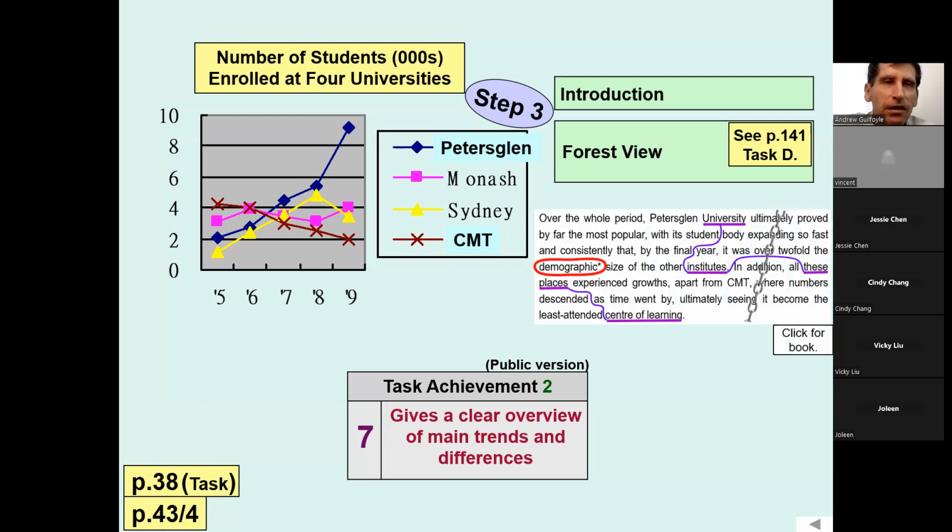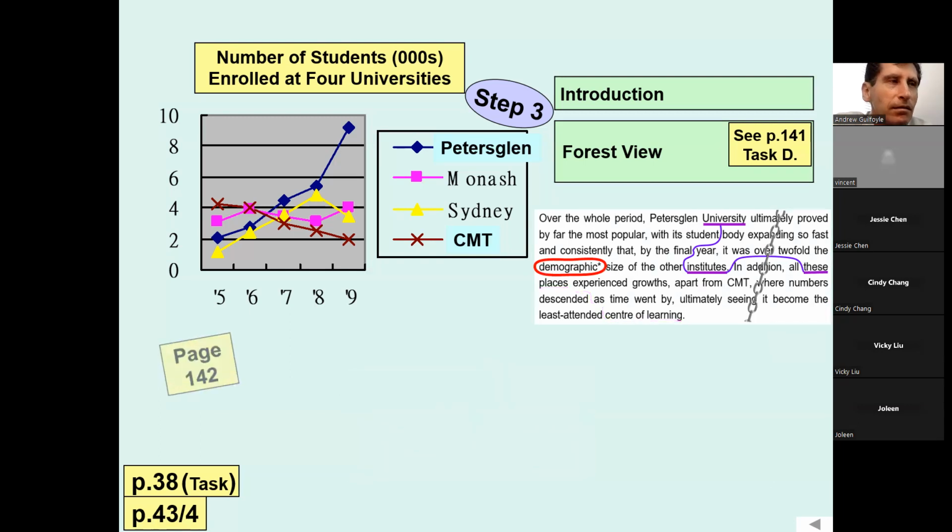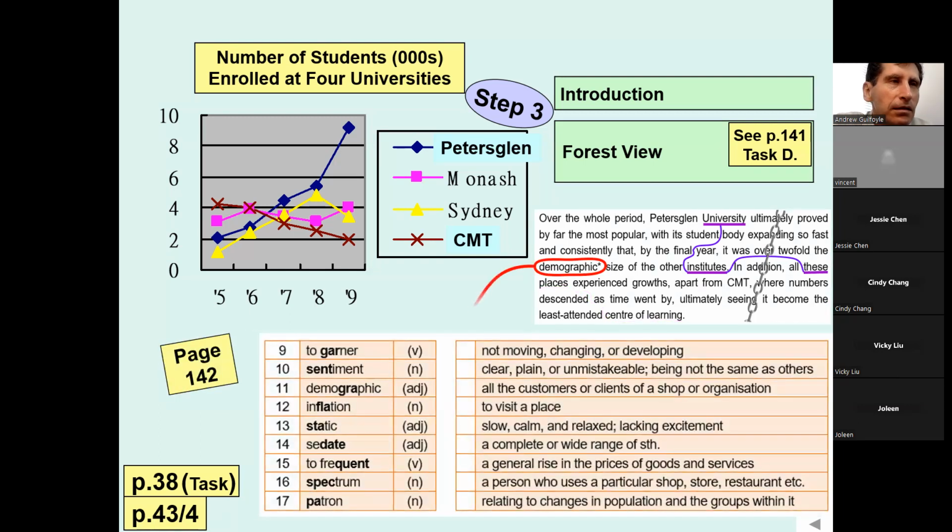Demographic. What does that mean? Page 142, everyone. Demographic is word 11. And by the way, this was actually homework a few lessons ago. So you should know the answer to this if you did your homework. I don't think you did your homework. Jessie, did you do your homework? Well, no. You should have an answer to all of these. Well, can you tell me now, what do you think demographic means?